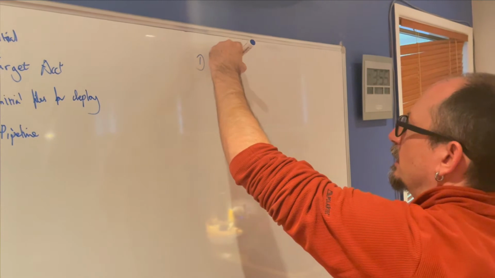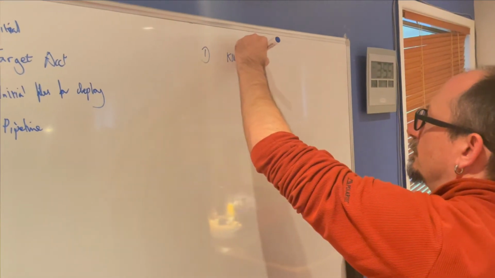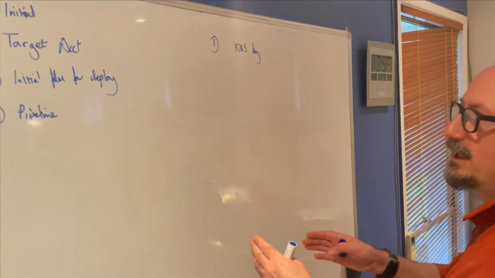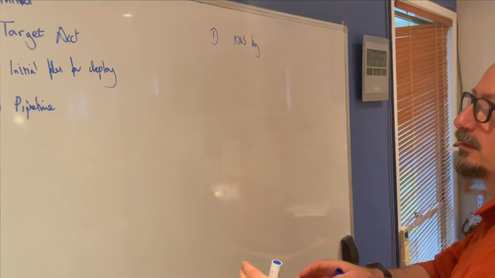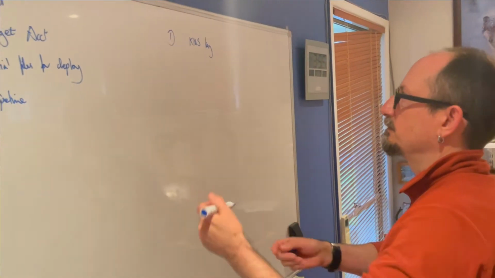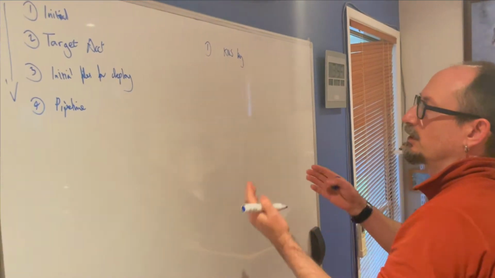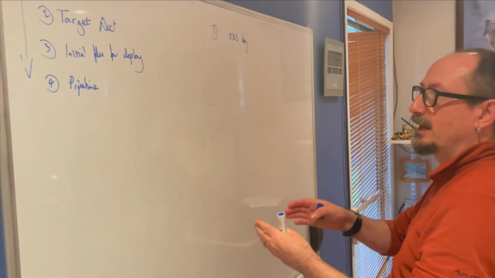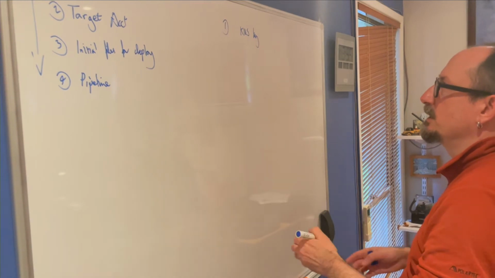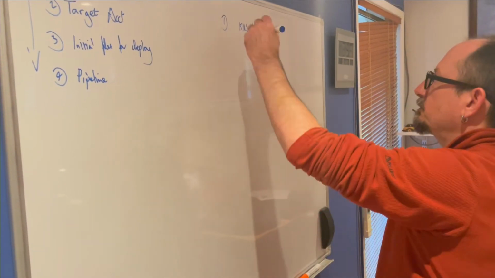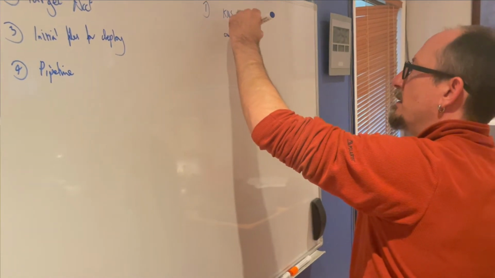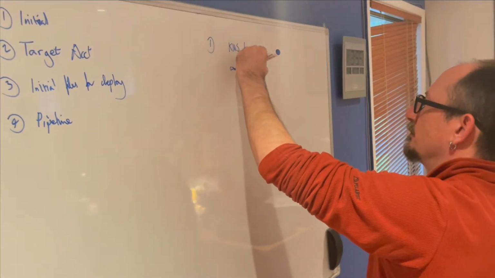One is a KMS key. That's used by the target accounts to get access to deployment archives and assets. And it's also used by the pipeline account to encrypt assets so that we've got security between the accounts. And it also creates a commit bucket in S3.